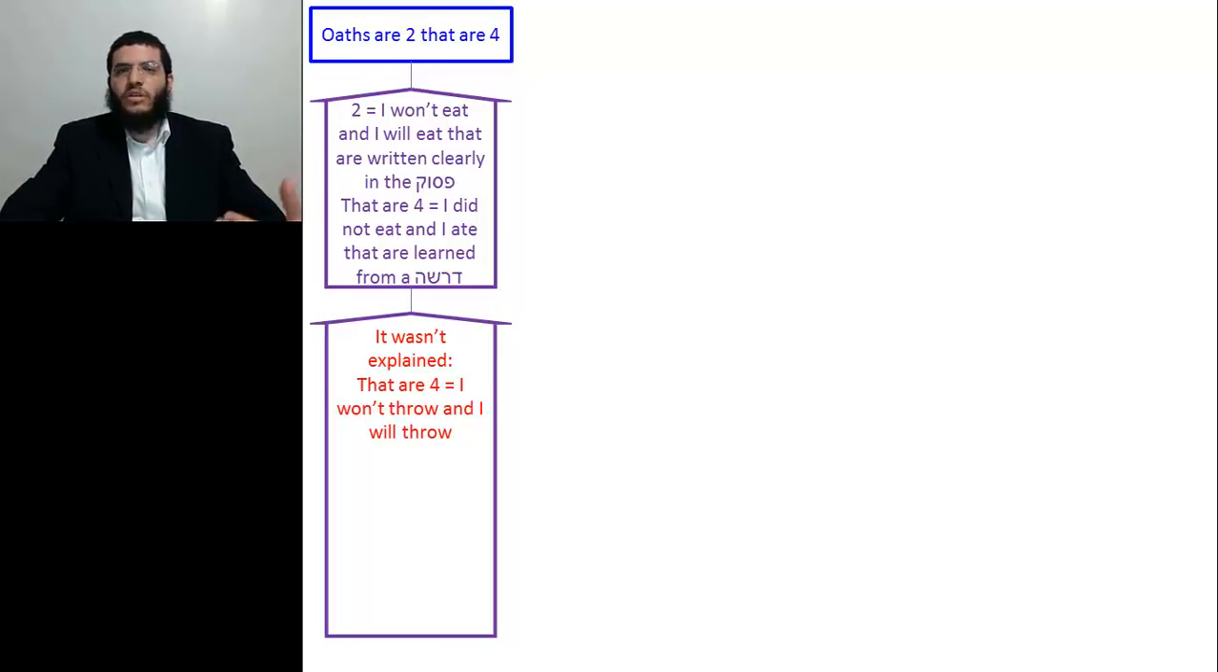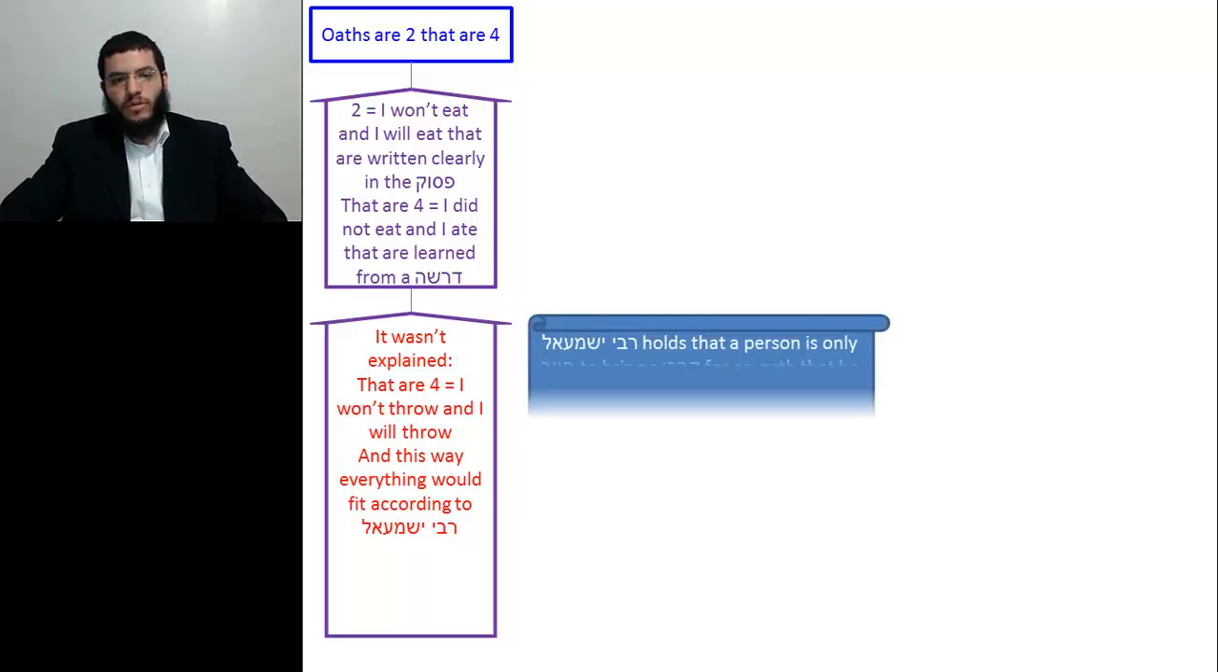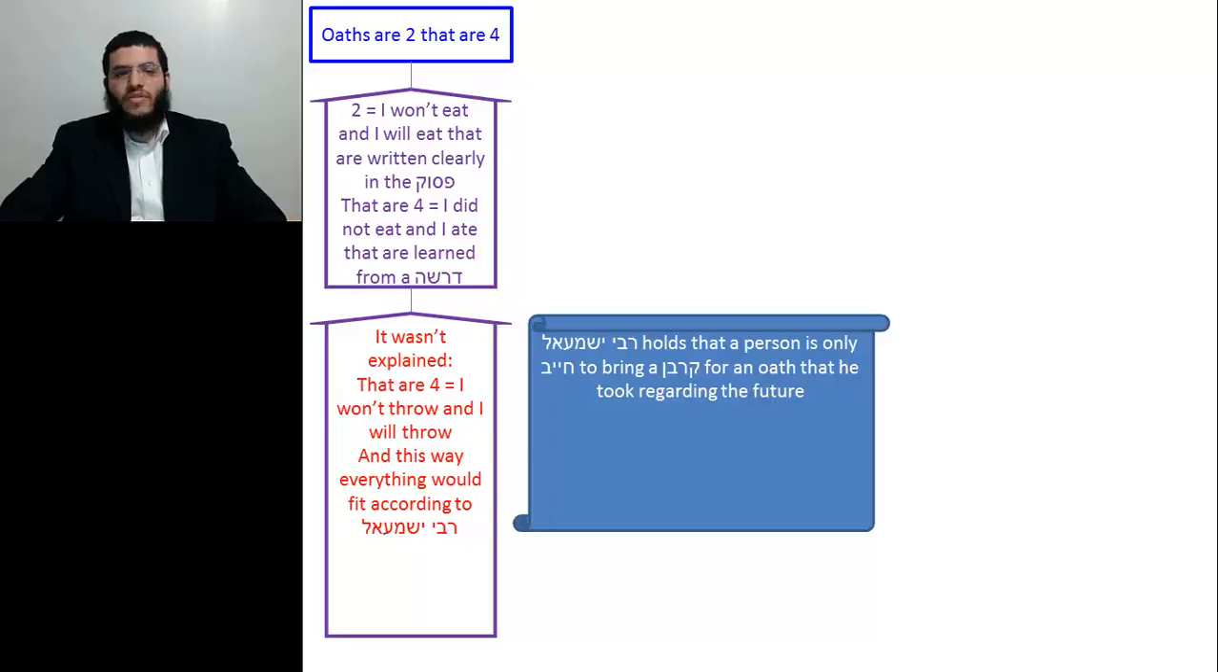And what's the advantage of doing it this way? It's an alternative explanation, and that's a good enough question. But Tosfos is going to say there's actually an advantage to it. Says Tosfos, this way everything would fit according to Rabbi Yishmael. Let's explain that for a moment. Rabbi Yishmael holds that a person is only chayav to bring a korban for an oath that he took regarding the future. Only if the person says, I won't eat, I won't throw, I will throw, and lied, doesn't keep his oath, does he need to bring a korban.